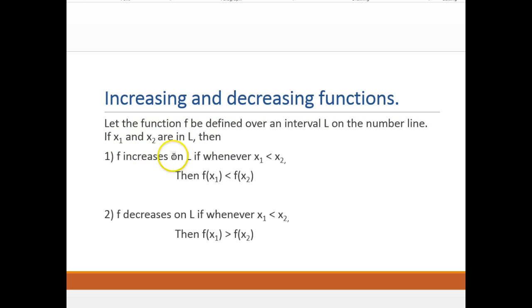Then f increases on L whenever x1 is less than x2, then f of x1 is less than or equal to f of x2. I know this may sound like Greek right now, but I'm going to give the formal definition here. On the next slide, I'm going to explain it in much simpler terms. F decreases on L if whenever x1 is less than x2, then f of x1 is greater than f of x2. Well, what does all this really mean?